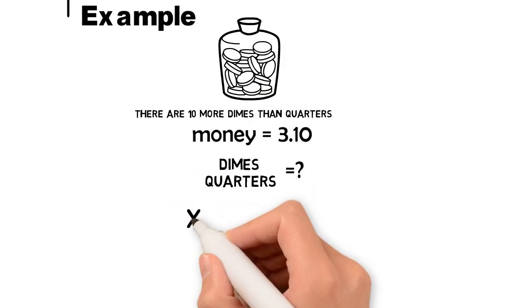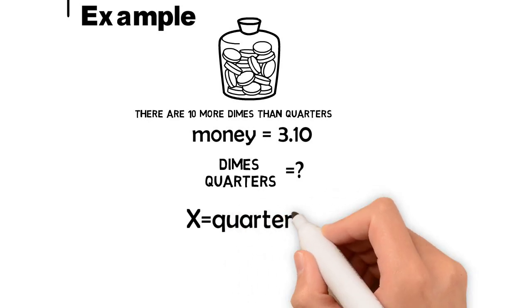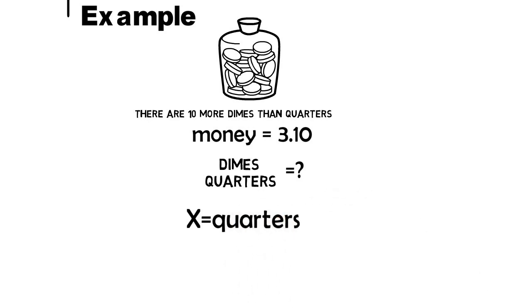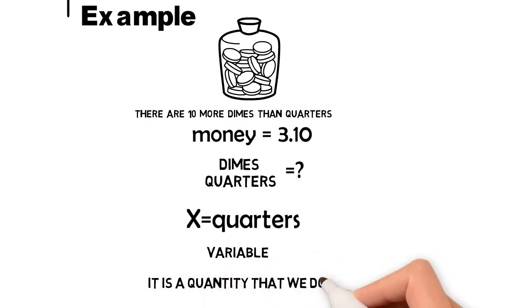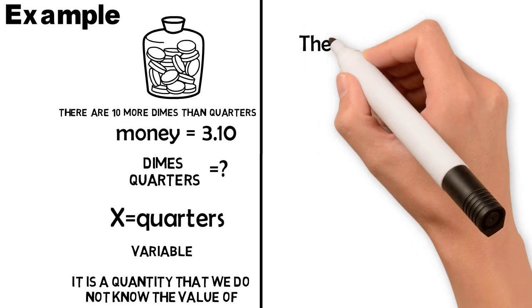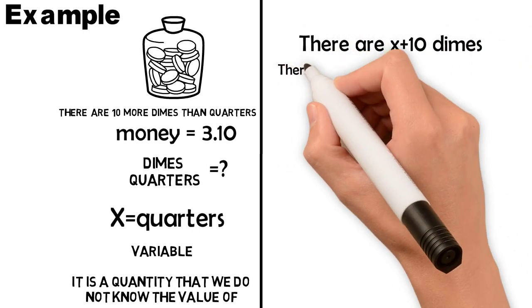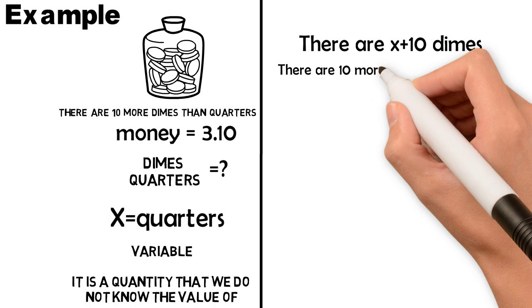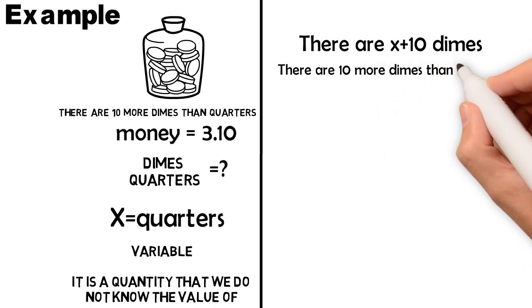We let x be the number of quarters in the container. We're using the letter x because it's a variable. It's a quantity that we don't know the value of. By wording the problem, there are x plus 10 dimes, since we were told originally that there are 10 more dimes than there were quarters.